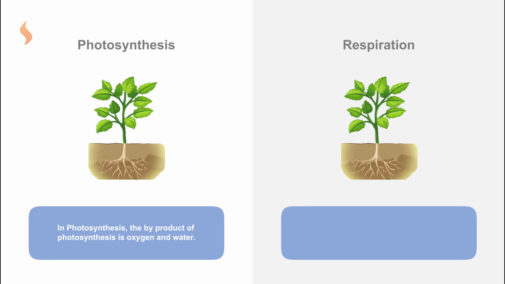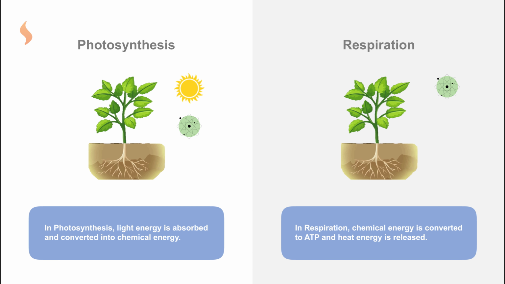In photosynthesis, the byproducts of photosynthesis are oxygen and water. In respiration, the byproducts of respiration are water and carbon dioxide. In photosynthesis, light energy is absorbed and converted into chemical energy. In respiration, chemical energy is converted to ATP and heat energy is released.